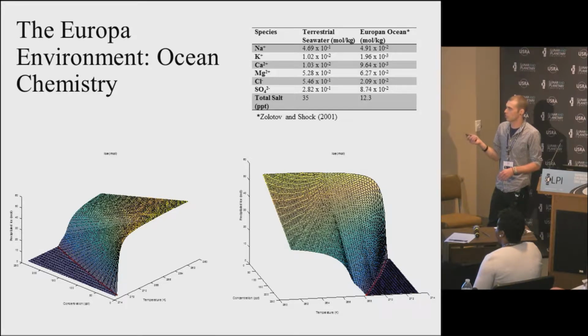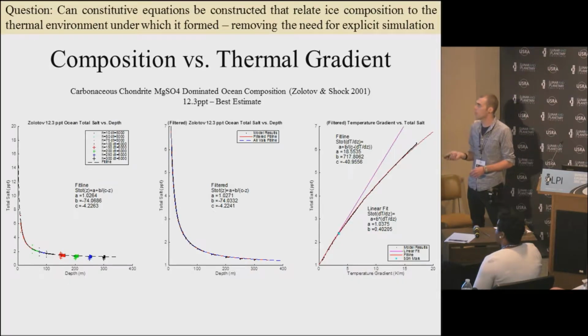theoretical chemistries from Zolotov and Schock 2001, and then using the FREZCHEM equilibrium chemistry model, wrote a new code that can calculate new liquidus curves for these unique chemistries. So basically now we have a model that you can throw whatever chemistry you want at. It'll go through different concentrations and different temperatures and produce a quadratic line for the liquidus, which we can throw into our model.